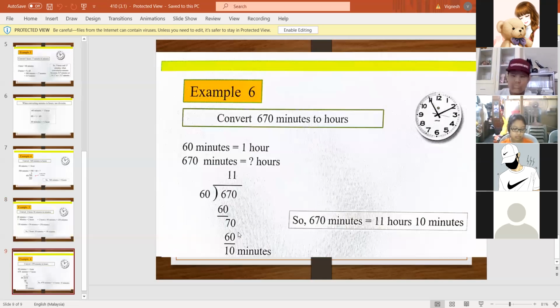Okay, so this one, the last example, example number 6. You have to convert it into hours. So teacher said, if you are converting minutes into hours, we need to multiply or divide.